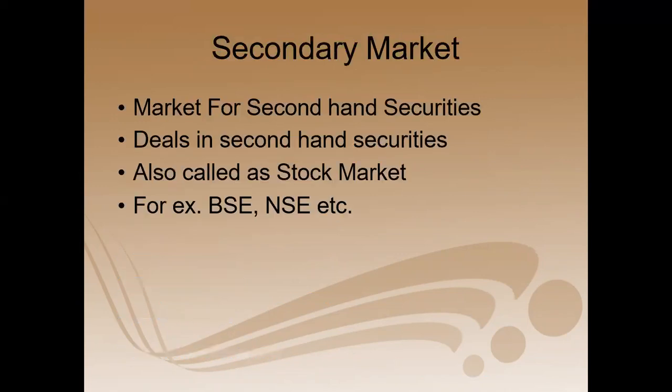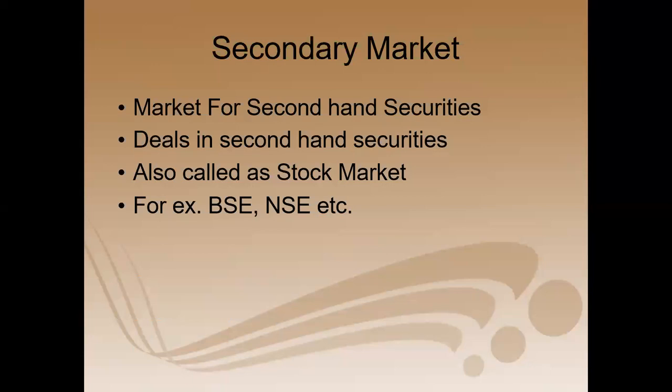Now come to the secondary market. The secondary market is a market for second-hand securities. For example, in the IPO, that is in the primary market, when the company is doing allotment of shares and as investors you buy those shares, you become company shareholders, correct? And in the future, whenever you require money and are trying to sell your shares, you will not go back to your company. You will go to the stock market, or we can say the secondary market.